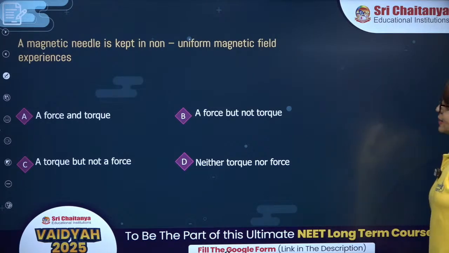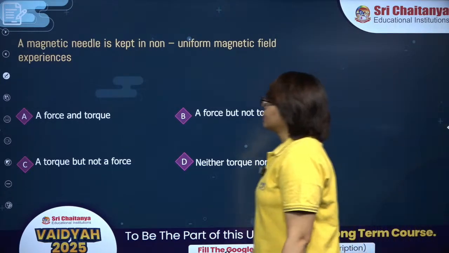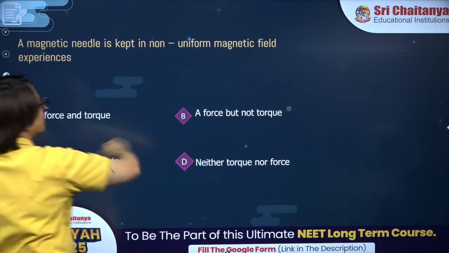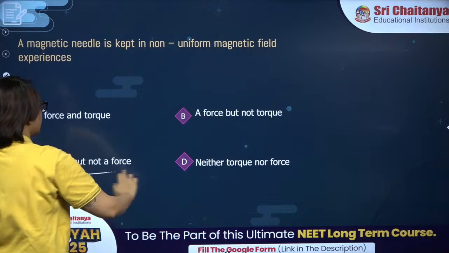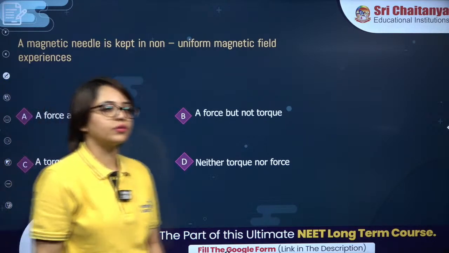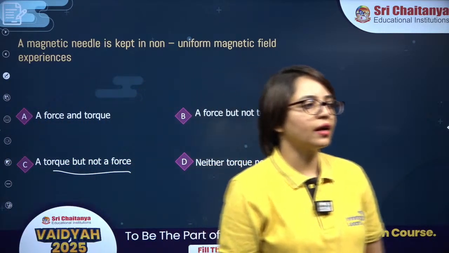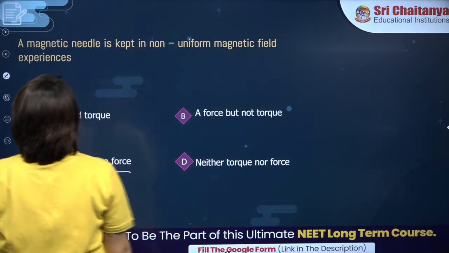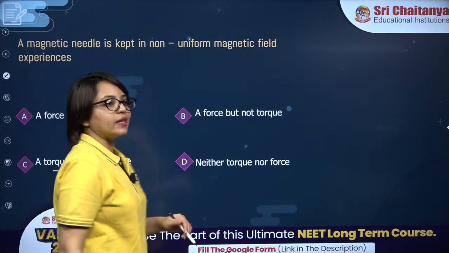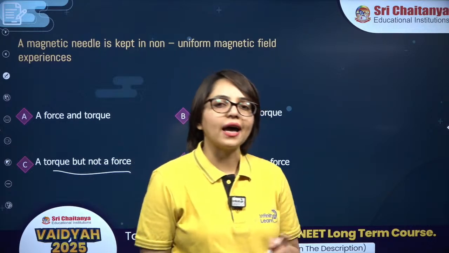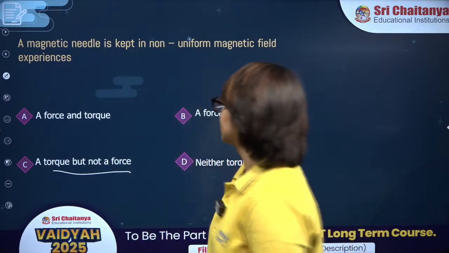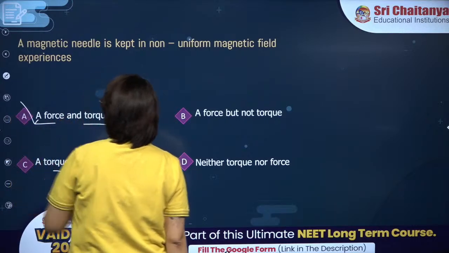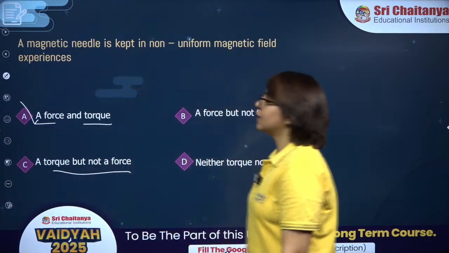A magnetic needle kept in a non-uniform magnetic field experiences: a force and a torque, a force but not torque, a torque but not a force, or neither torque nor force. What will it be? This is a non-uniform magnetic field, so the magnetic needle will experience both force as well as torque, right? So the correct answer is option A.